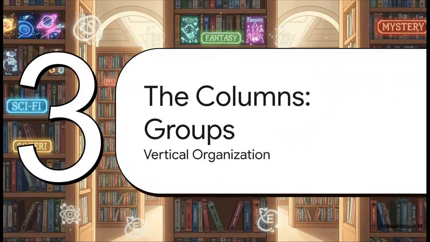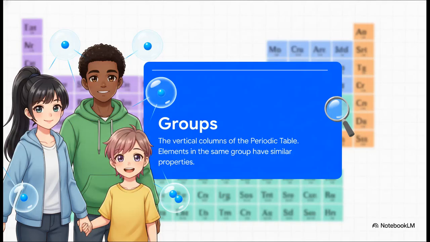Okay, so if the rows are our shelves, what about the columns going up and down? Well, think of these vertical columns as the genres of our library. You know, like sci-fi, mystery, or fantasy. यहाँ पर आपको ऐसे elements मिलेंगे जिनकी personalities एकदम एक जैसी होती हैं. And we call these groups. Now listen up, because this is super important. All the elements in one vertical column, in one group, behave in very similar ways. They're basically like a family.